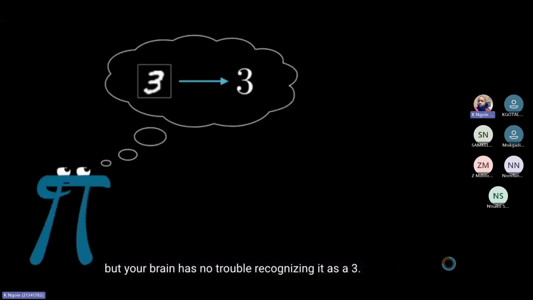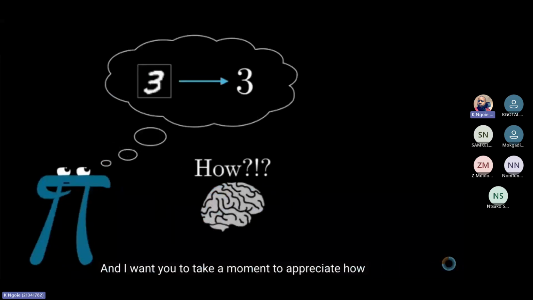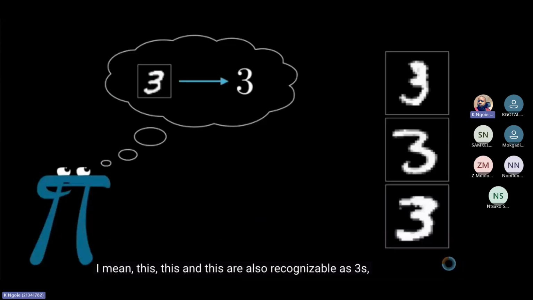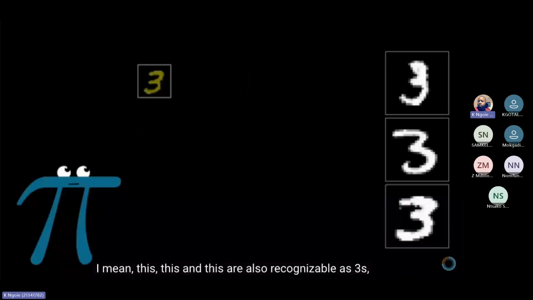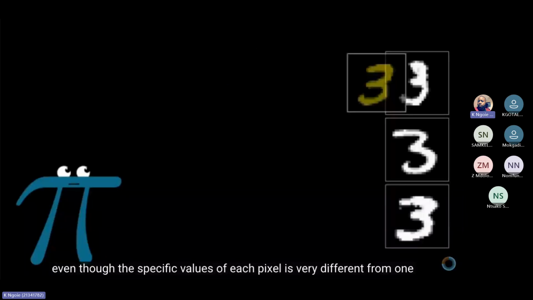This is a 3. It's sloppily written and rendered at an extremely low resolution of 28 by 28 pixels, but your brain has no trouble recognizing it as a 3. And I want you to take a moment to appreciate how crazy it is that brains can do this so effortlessly. I mean, this and this are also recognizable as 3s, even though the specific values of each pixel are very different from one image to the next.